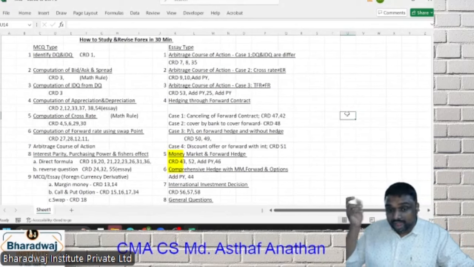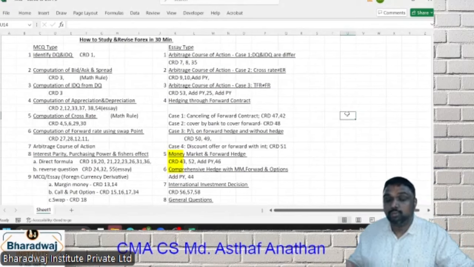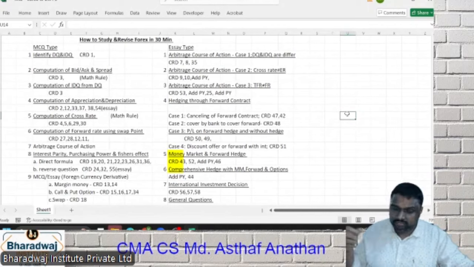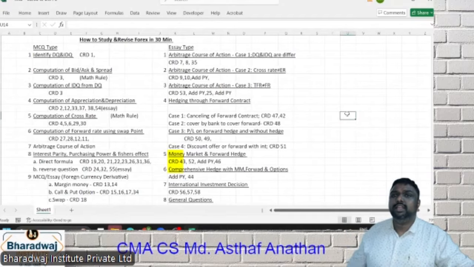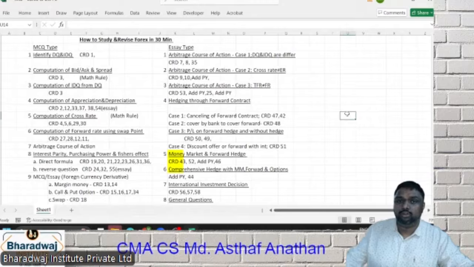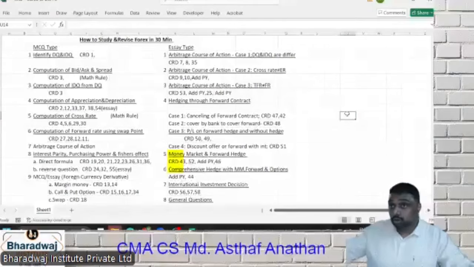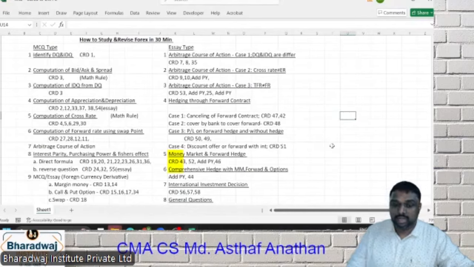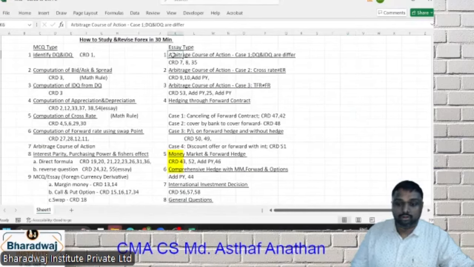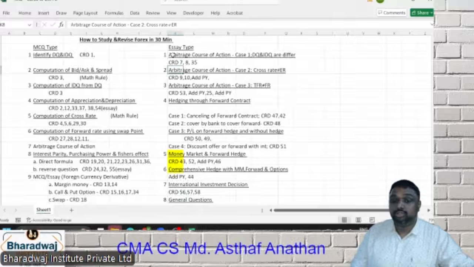So I have given you our class workbook question set. This is your ICMA study material perspective also, you can see by going through. This is an overview of the areas in Forex for your syllabus. Arbitrage, cost of action, direct quote, indirect quote, refer. I have told you the case one. Your study material also has 7th, 8th question. Arbitrage, cost of action, cross rate.